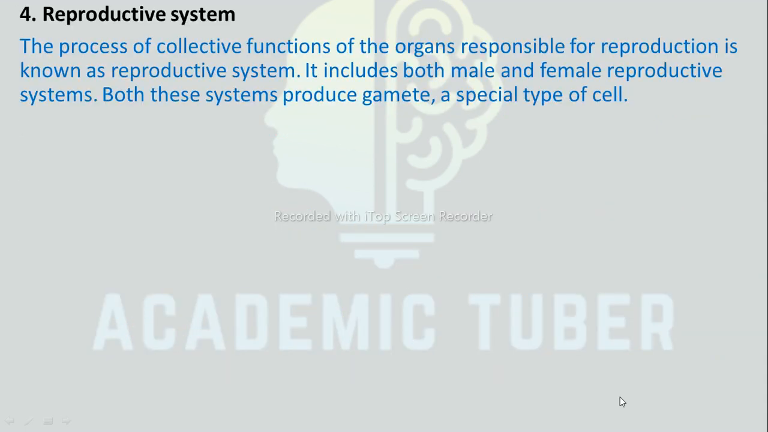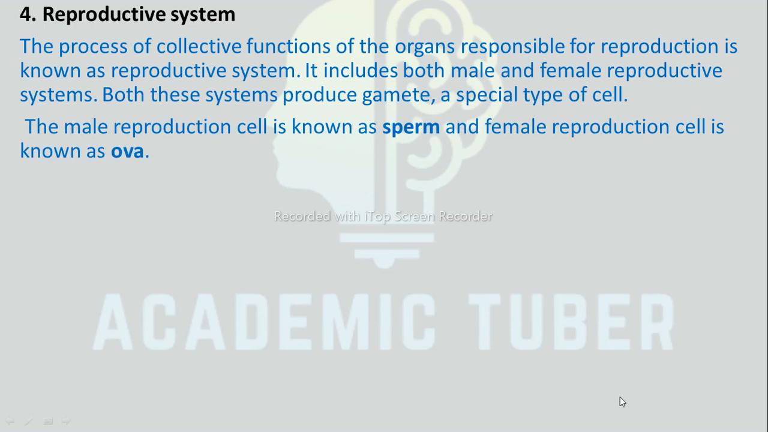And finally, here it comes to the reproductive system. The collective functions of the organs responsible for reproduction is known as the reproductive system. It includes both male and female reproductive system. Both systems produce gametes, a special type of cell. The male reproductive cell is known as sperm and the female reproductive cell is known as ova.